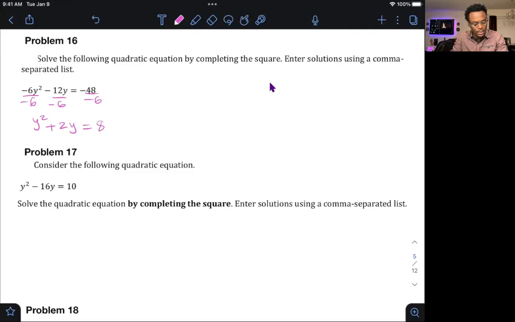So that said, we will try to find the third term that will complete the square. What is it? It's going to be 2 divided by 2, squared. That equals 1. So that's plus 1 on both sides of this equation.